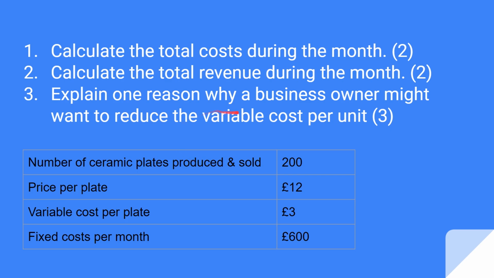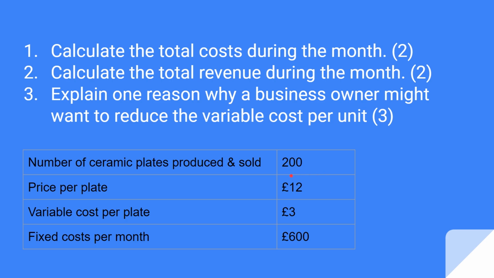Now what have we got next? Well, we've got calculate total costs during the month, and calculate total revenue during the month. Here we can see we've got 200 of these plates. This is the price and this is the cost. Now be clear on your terminology in the exam. When you're talking about what the business has paid for something, you're talking about cost. What the consumer pays though is the price. That's an important point to be aware of.